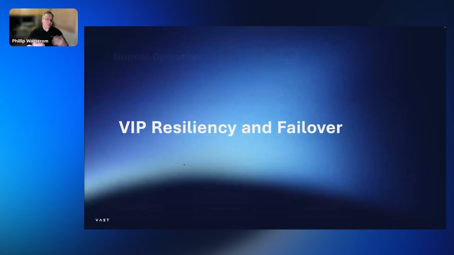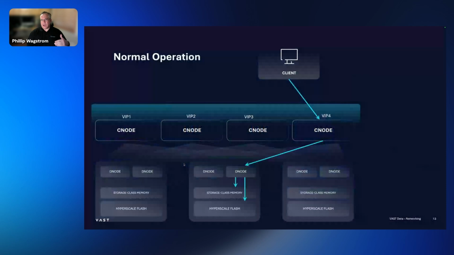The normal operation is that we have our client, they will connect to a particular VIP within the pool, which will be on a particular CNode. They'll do their reads and writes, and if they're accessing data, that will go back to a particular DNode. The write buffer will be put into storage class memory to later be compressed and deduplicated and all of those good things. And if they're doing a read, it may come directly from the hyperscale flash in the back end, but this is the normal flow of operations.